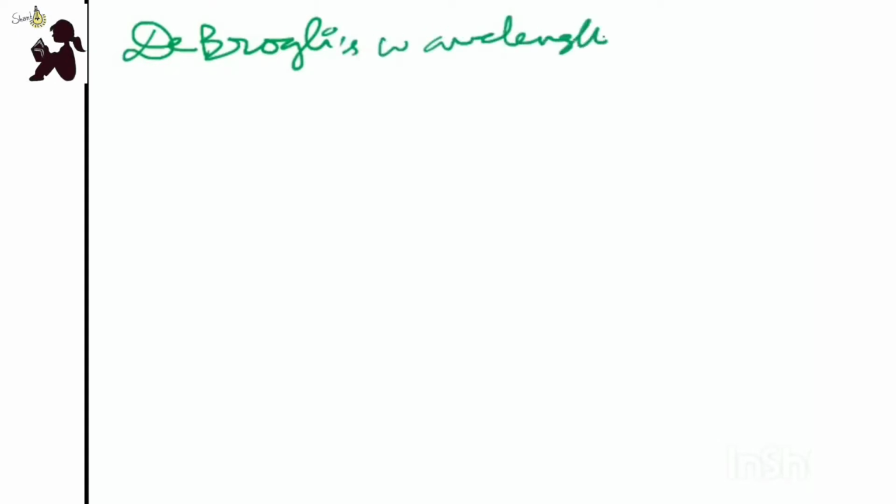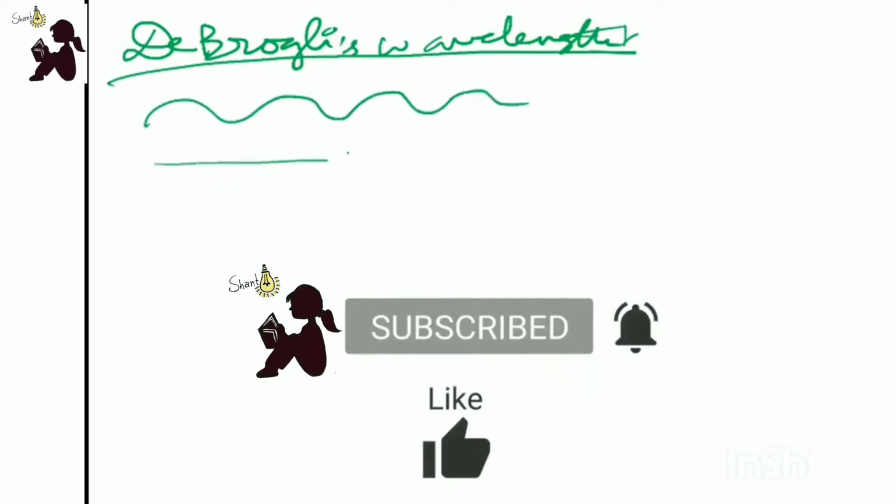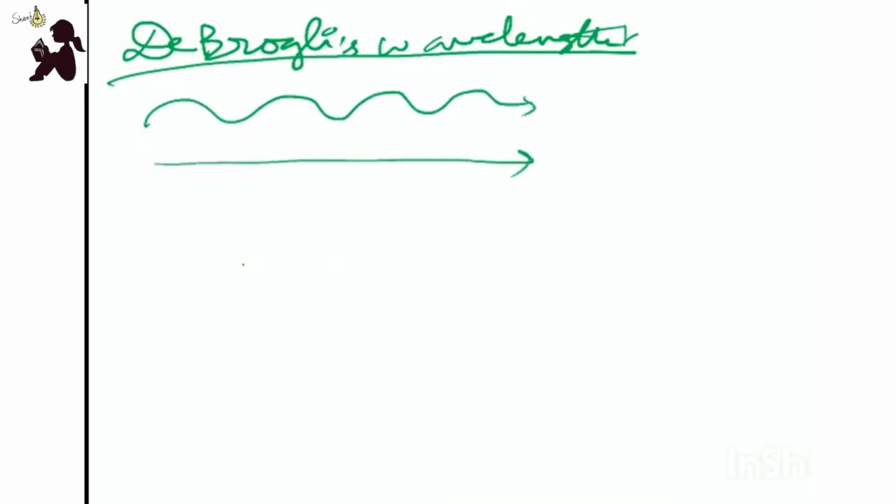de Broglie wavelength. Now, what is de Broglie wavelength? We have to know first what de Broglie said. de Broglie said that if a moving charged particle or electron, it has two natures. One is wave nature, one is particle nature. So it has both.